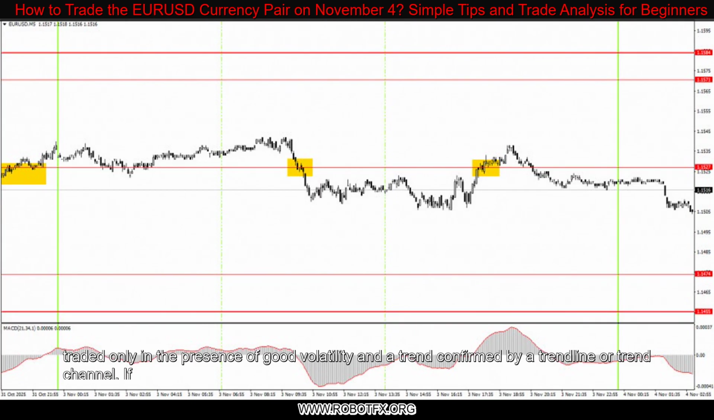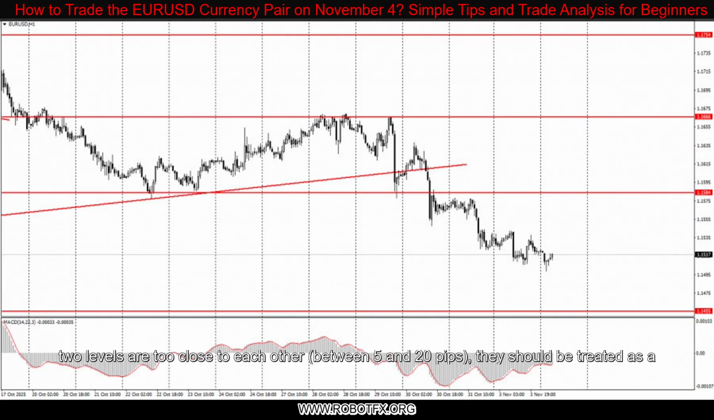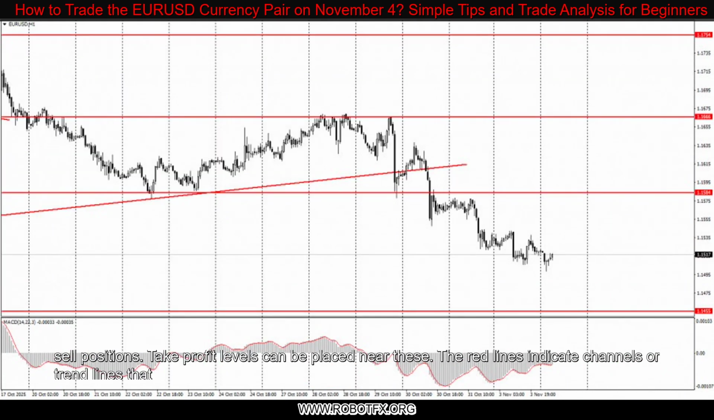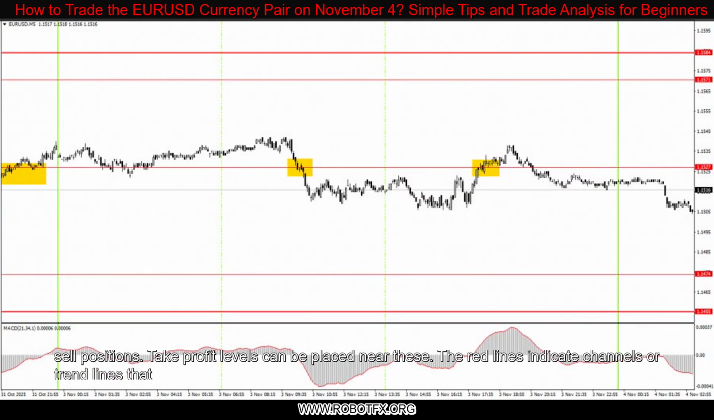What the charts show: support and resistance price levels are targets for opening buy or sell positions. Take profit levels can be placed near these. The red lines indicate channels or trend lines that show the current trend and suggest the preferred trading direction. The MACD indicator (14, 22, 3) provides a histogram and signal line, serving as an auxiliary indicator that can also be used as a source of signals.